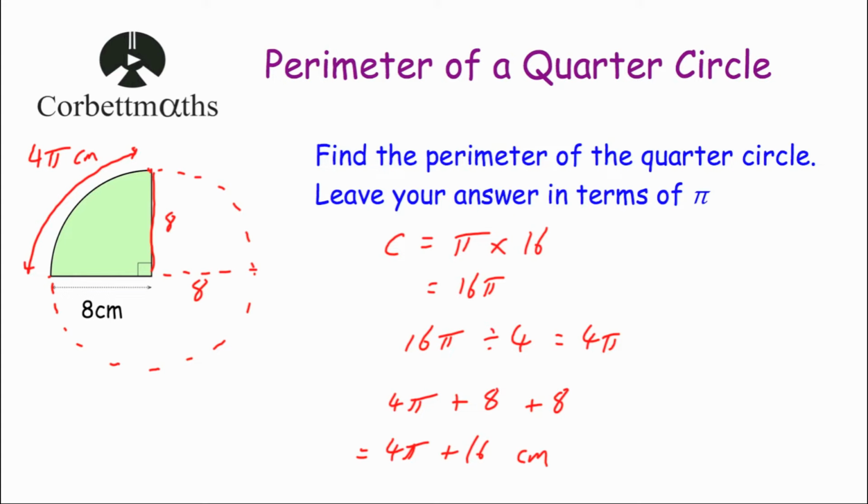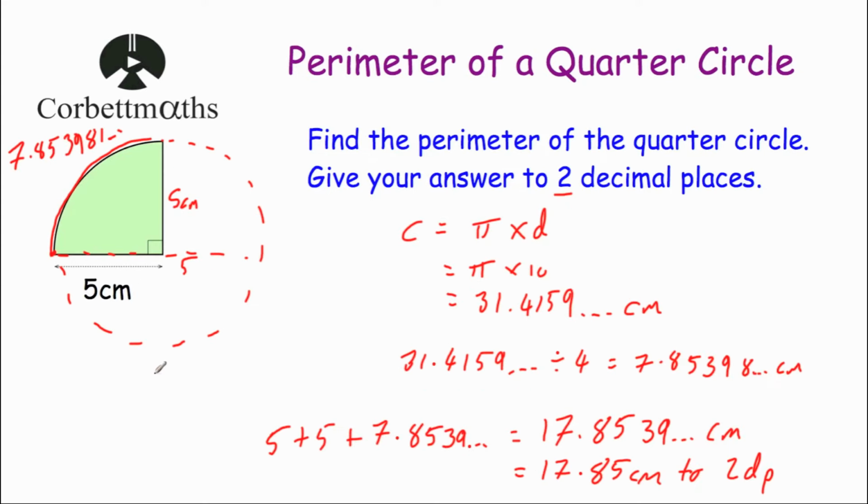Okay, and that's it. So to find the perimeter of a quarter circle, imagine it's a whole circle. Do pi times diameter to get the circumference of the whole circle. Divide that by 4 to get the length of the arc, and then make sure that you add on the 2 radii.